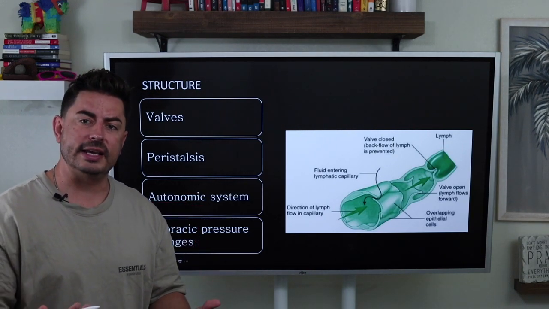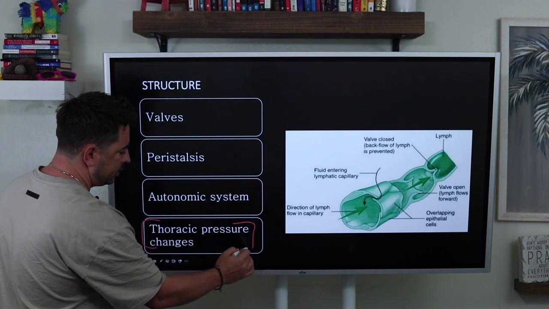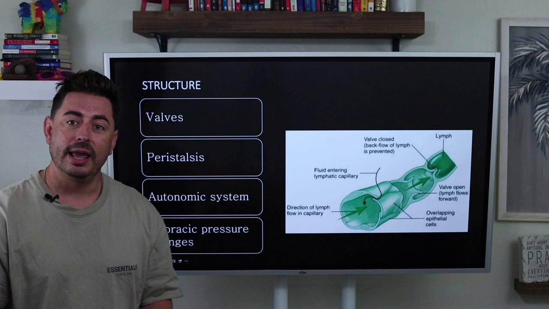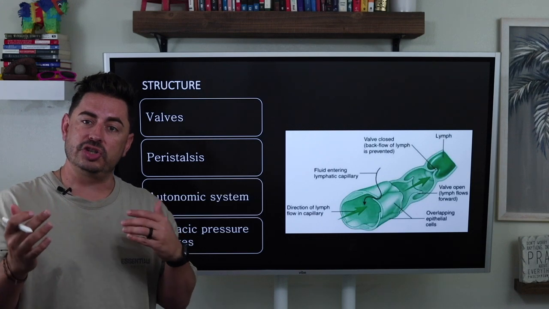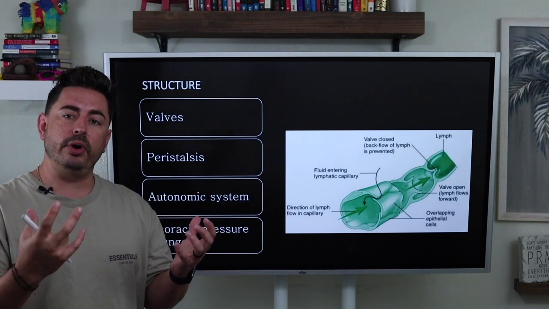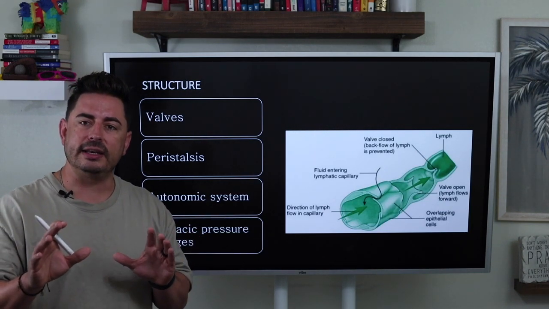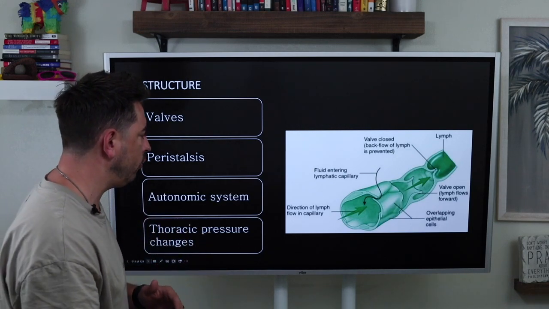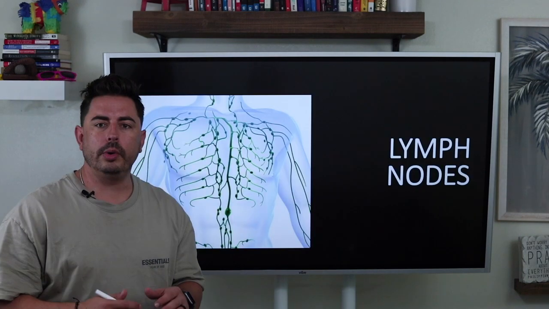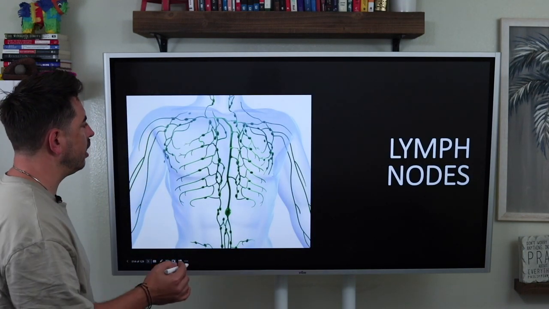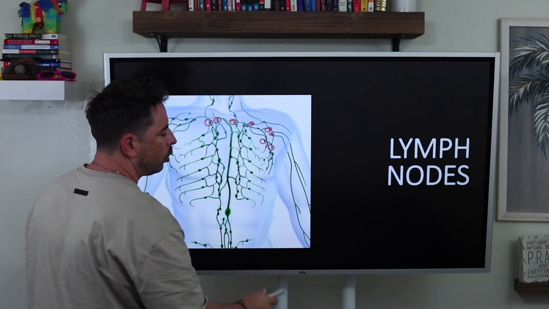Now, another thing that aids in the movement of that fluid is the change in your thoracic pressure. Every time you take a deep breath in, it changes the thoracic pressure, and then every time you exhale, it changes it again. So every time you breathe, you're changing the pressure inside the thoracic cavity. And what that does is help move that fluid or that unwanted material through the lymphatic system.